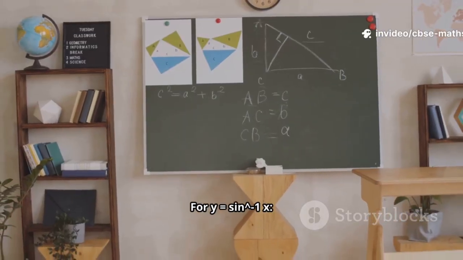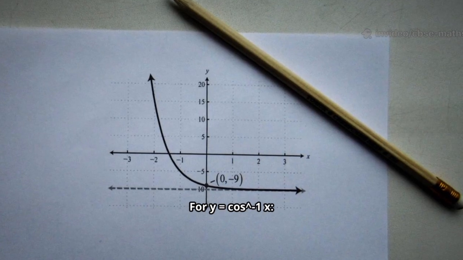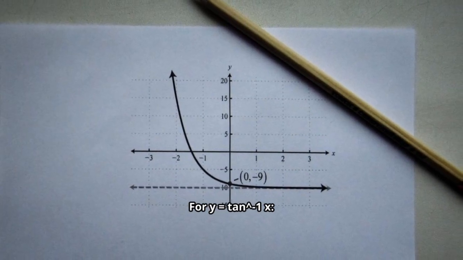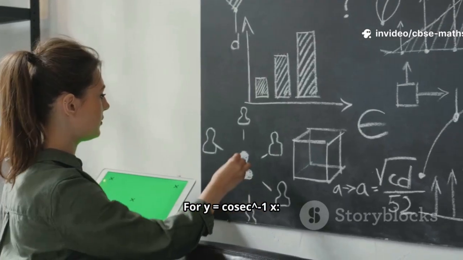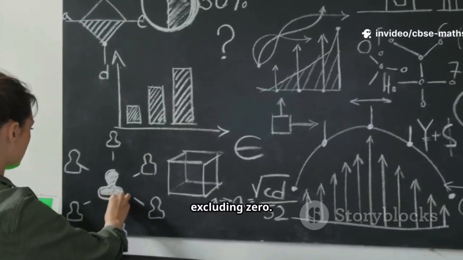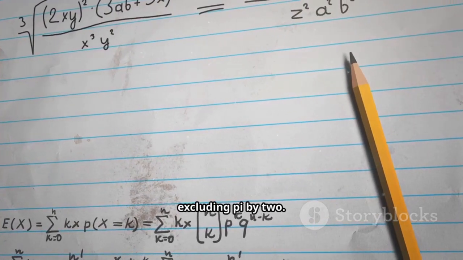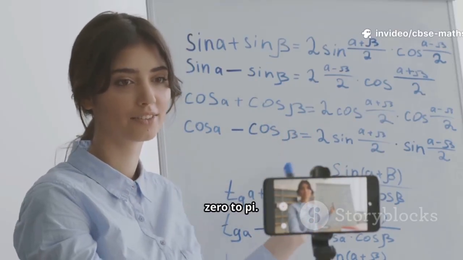For y equals sin⁻¹ x, minus pi by 2 to pi by 2. For y equals cos⁻¹ x, 0 to pi. For y equals tan⁻¹ x, open interval minus pi by 2 to pi by 2. For y equals cosec⁻¹ x, minus pi by 2 to pi by 2 excluding 0. For y equals sec⁻¹ x, 0 to pi excluding pi by 2. For y equals cot⁻¹ x, 0 to pi.